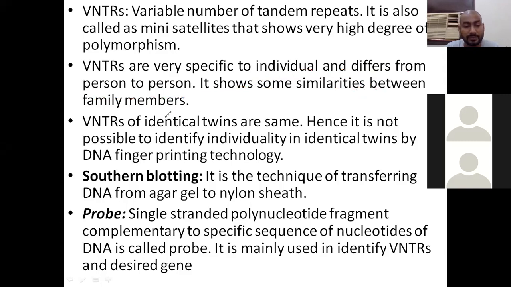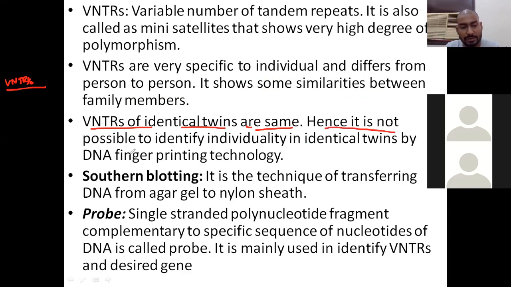Now, VNTRs of identical twins are the same. If you obtain the VNTR from identical twins, it will be the same. There is no variation because the genetic content is the same. Identical twins are born from the same zygote, so their genetic constituents will not change. So VNTRs of identical twins are the same.